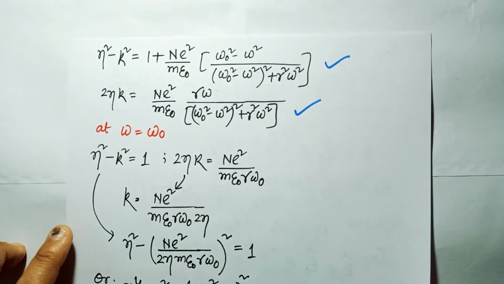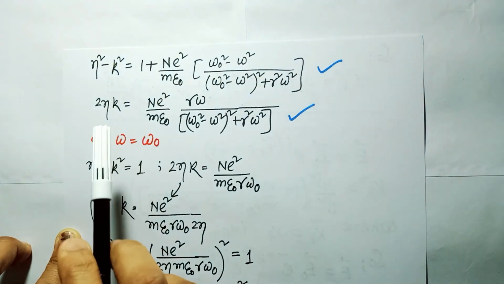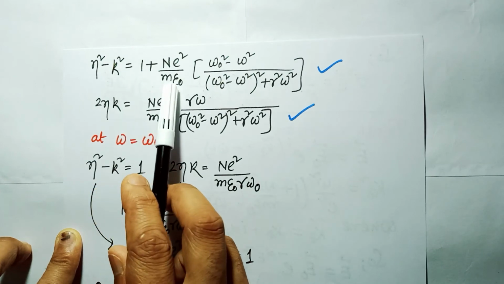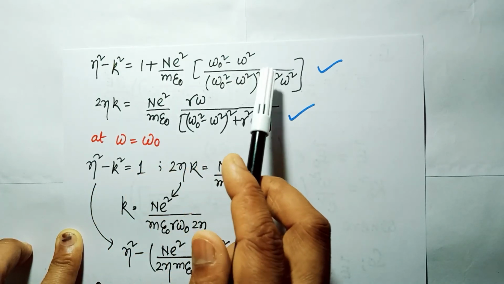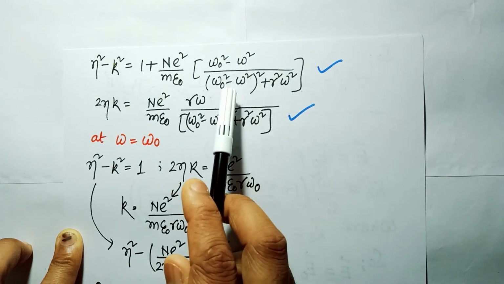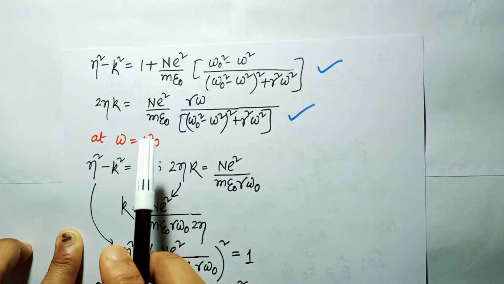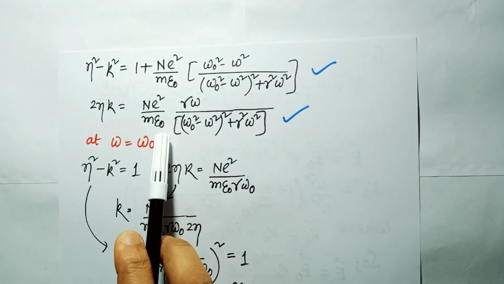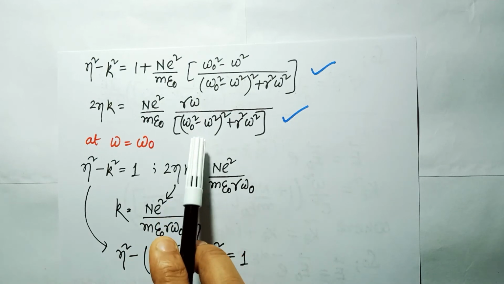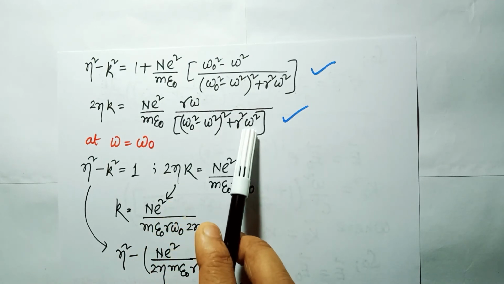Equating the real and imaginary parts, I get eta square minus kappa square is equal to 1 plus n e square by m epsilon naught times omega 0 square minus omega square divided by omega 0 square minus omega square, whole squared, plus gamma square omega square, and twice eta kappa is equal to n e square by m epsilon naught times gamma omega divided by omega 0 square minus omega square, whole squared, plus gamma square omega square.